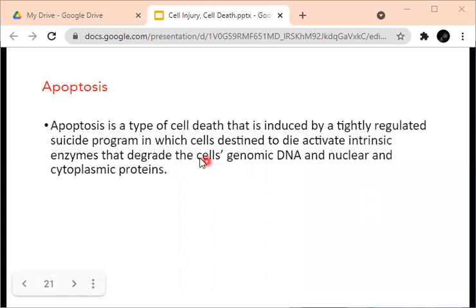Now, we go to apoptosis. So, apoptosis is a type of cell death that is induced by a tightly regulated suicide program in which the cells destined to die activate intrinsic enzymes that degrade the cell's genomic DNA and nuclear and cytoplasmic protein. So apoptosis is the programmed cell death, because the death is controlled by the action of small genes that is required for normal embryogenesis. Okay, so ibig sabihin orchestrated na, so you are bound to die. So may naka-program na siya, no? Parang sa mga movie natin nakita, yung mga assassin, di ba? They are programmed to kill, okay? This one naman, you are programmed to die. Programmed cell death, all right?